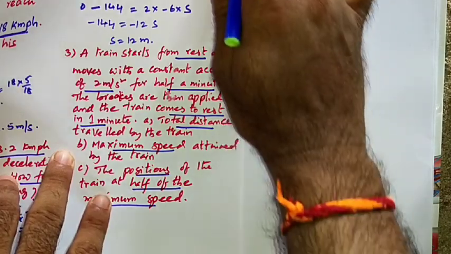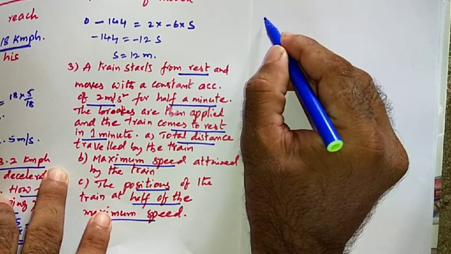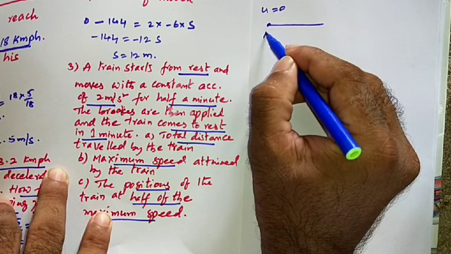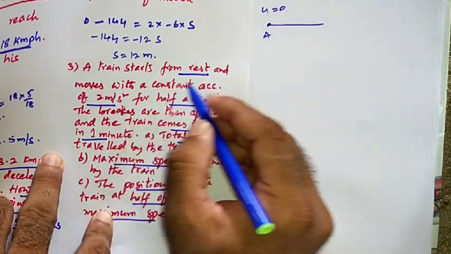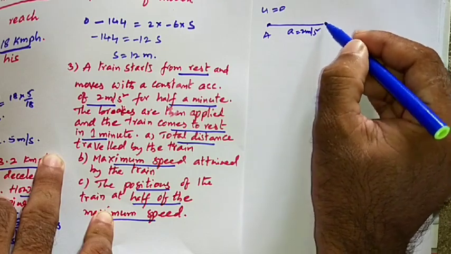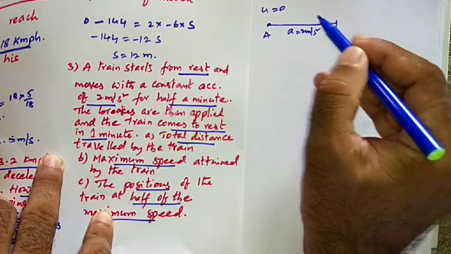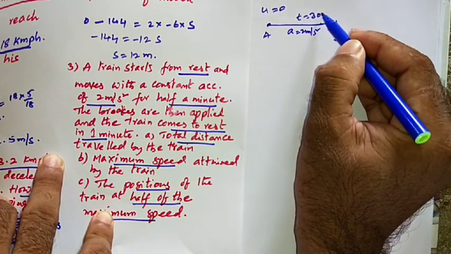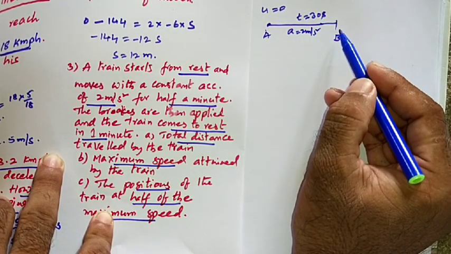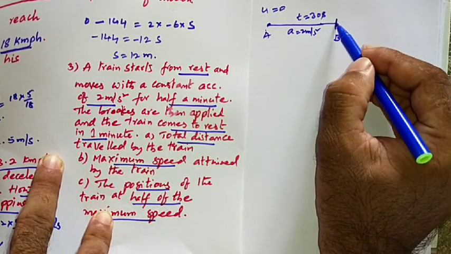See that a train starts from rest is given so that its initial velocity is equal to 0. Here the train starts from point A with a constant acceleration of 2 meter per second square, for half a minute up to B. That means 30 seconds. From point A to B, the body accelerates. Next, the brakes are applied at point B.